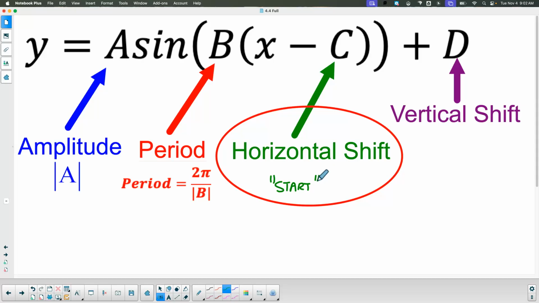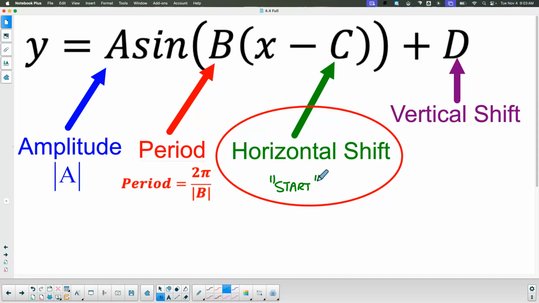Okay? So the period would be controlled by the B value. So then that would control the end. A is amplitude, so that's going to be how high up, how far down, if it's flipped over or not. D is your vertical shift, that's going to control the middle. Okay? And then a combination of all of those gets you all of the other stuff that we have.